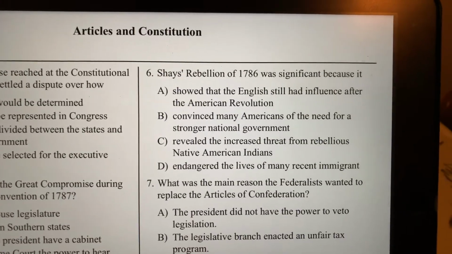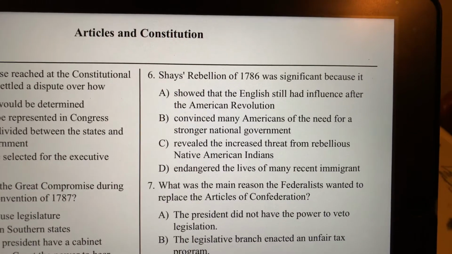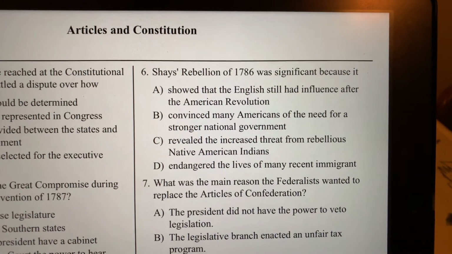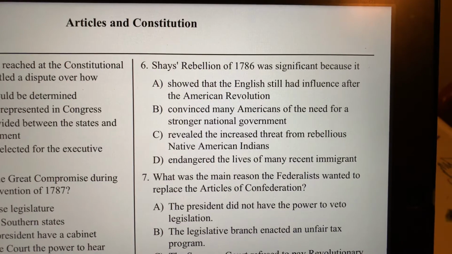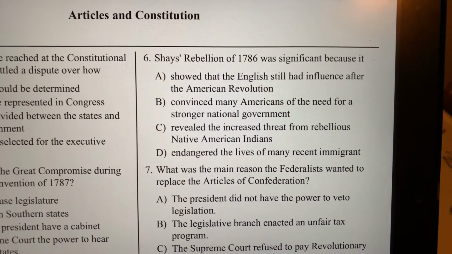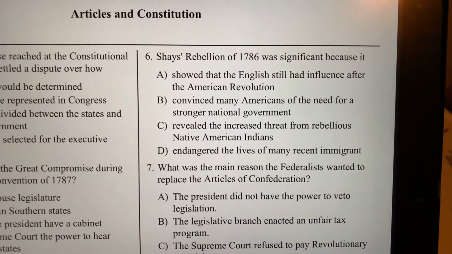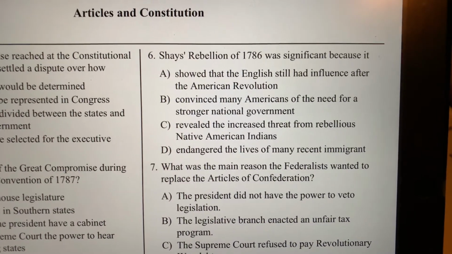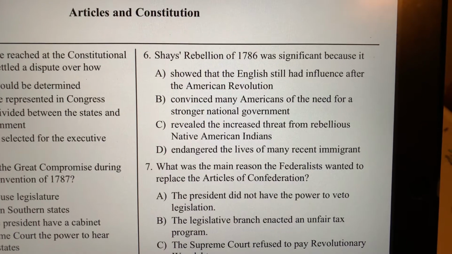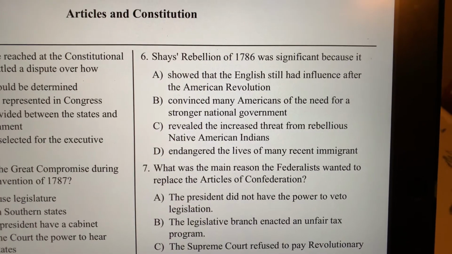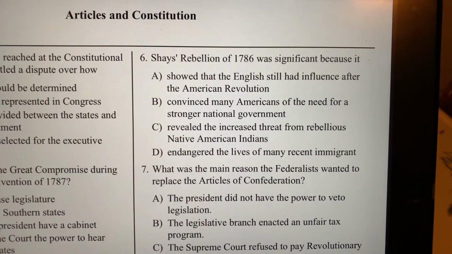Number 6. Shays' Rebellion of 1786 was significant because it, A. showed the English still had influence after the American Revolution. B. Convinced many Americans of the need for the stronger national government. C. Revealed the increased threat from rebellious Native American Indians. Or D. Endangered the lives of many recent immigrants.